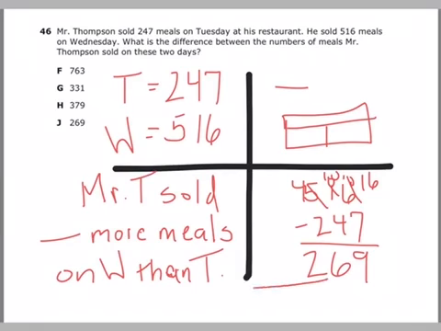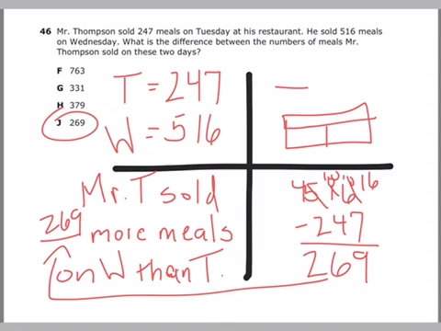So we can then take our answer, plug it into our think statement, and read: Mr. Thompson sold 269 more meals on Wednesday than Tuesday. Seems reasonable, and there's an answer for us.